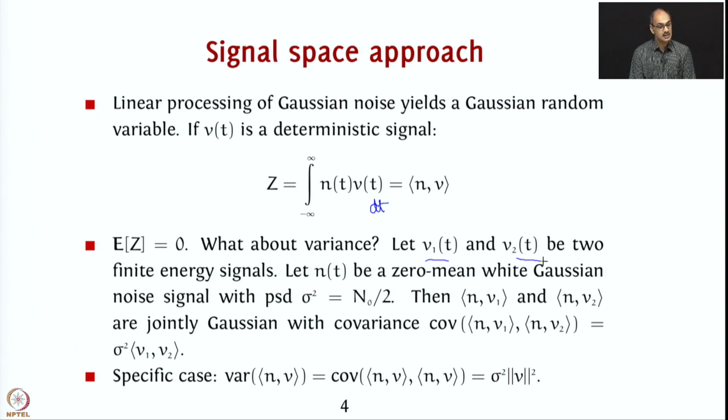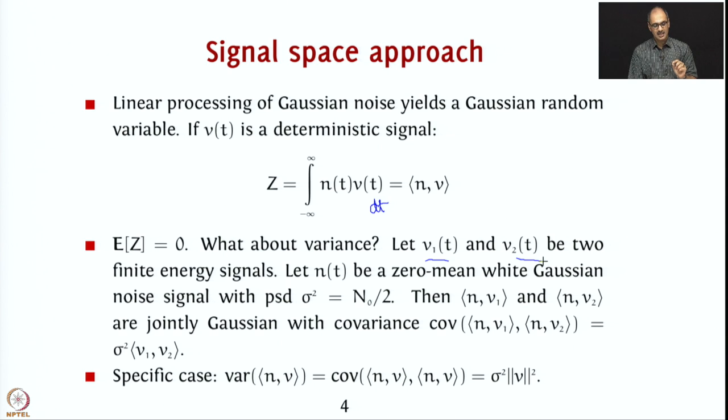This is a very powerful result because N of t is actually a complicated signal. Because it's white, its statistics are very difficult to quantify, in the sense that N of t1 and N of t2 are uncorrelated, and independent if t1 is not equal to t2. So if you filter them, or perform any multiplication and integration with waveforms, what can you say about the resulting random variables? It turns out that there is a very nice characterization. The covariance is just sigma square times the inner product of V1 and V2, which is a finite quantity, and you can always determine it because V1 and V2 are integrable signals.